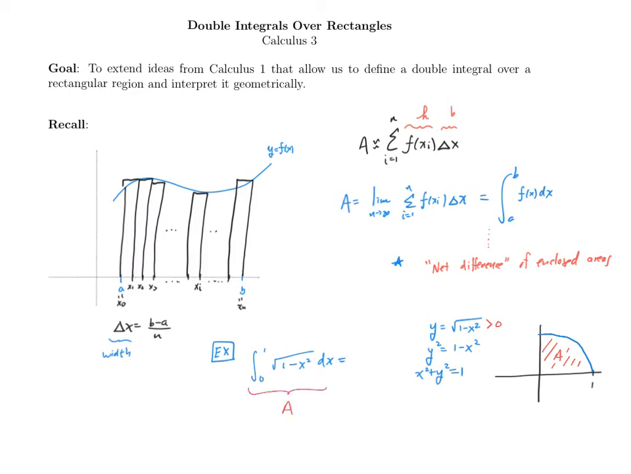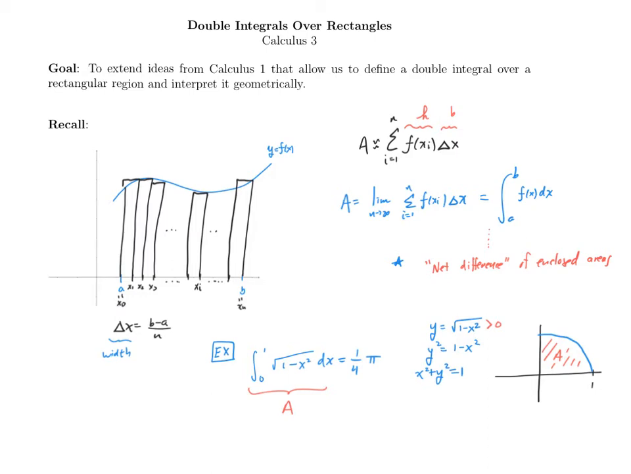And we have a nice convenient formula. The area of a circle of radius 1 is simply pi, and we have 1/4 of that circle. Hopefully this example illustrates the power of having the geometric interpretation of the definite integral.